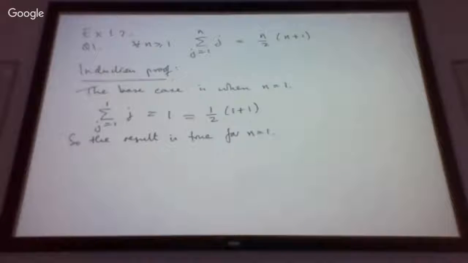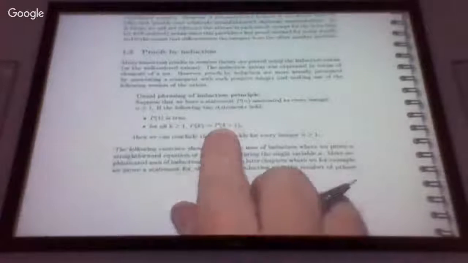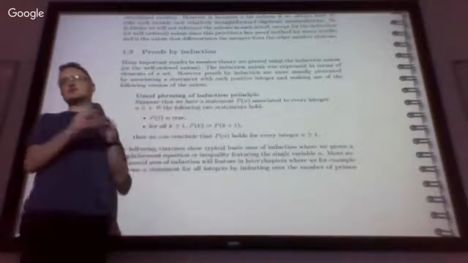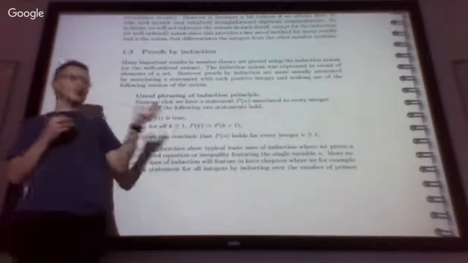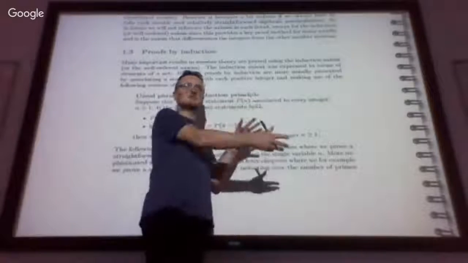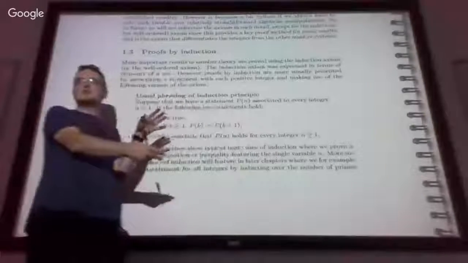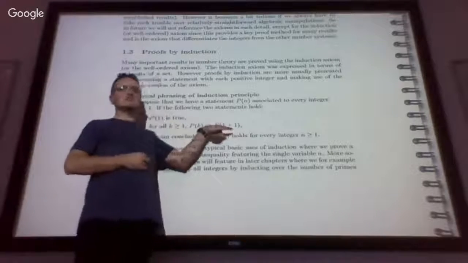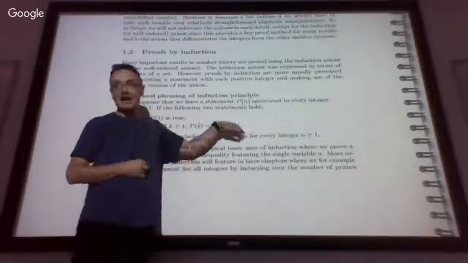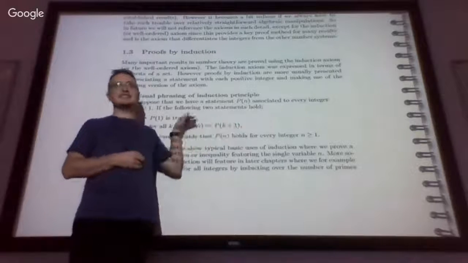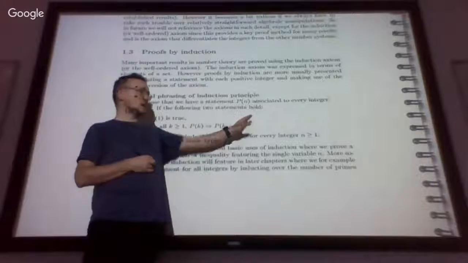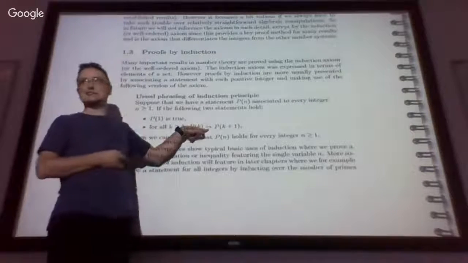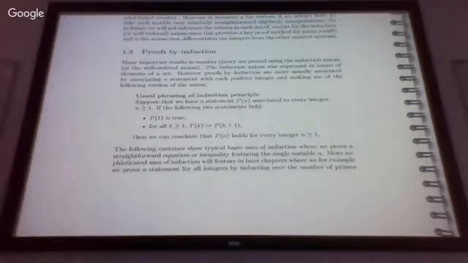Now, what we're trying to prove here is an implication. We're not trying to prove that P of k is true on its own. We're not trying to prove that P of k plus 1 is true on its own. We can't do that because we don't know what k is. What we're trying to prove is the implication, that P of k implies P of k plus 1. It's the link we're trying to establish. Not P of k on its own, not P of k plus 1 on its own, but this link. So it's this implication we're trying to prove.